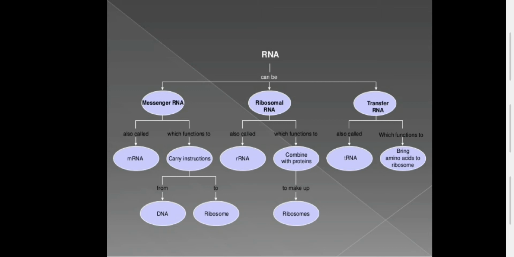Aside from that, RNA can be a transfer RNA. Transfer RNA is also called tRNA, whose function is to bring amino acids to the ribosome. So always remember this simple summary that lets you explain the division of RNA: why RNA can be an mRNA, rRNA, and tRNA.